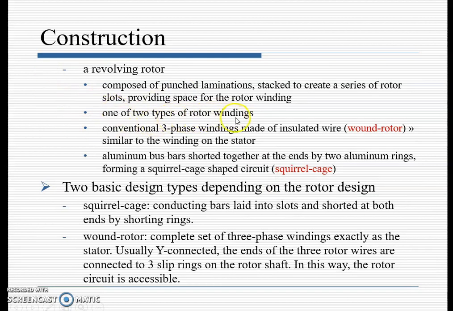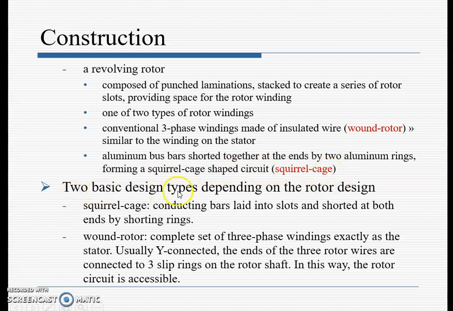There are two types of rotor windings: either the wound rotor or the squirrel cage rotor. The wound rotor has conventional three-phase windings made of insulated wire, similar to the winding on the stator. Aluminium bus bars shorted together at the ends by two aluminium rings form a squirrel cage shaped circuit, called the squirrel cage rotor.